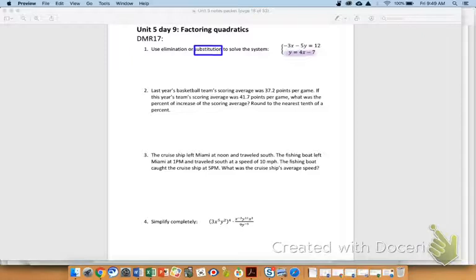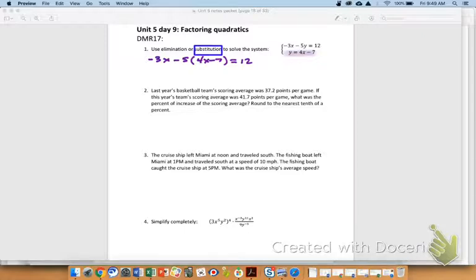So for substitution, I need to take in this case the purple highlighted equation, the 4x minus 7, and then in the other equation, the one that's not highlighted, I can replace the y with 4x minus 7. So that would look like this: negative 3x minus 5 parentheses 4x minus 7 equals 12. So notice how I have removed the y from that unhighlighted equation, and I've replaced it with 4x minus 7.